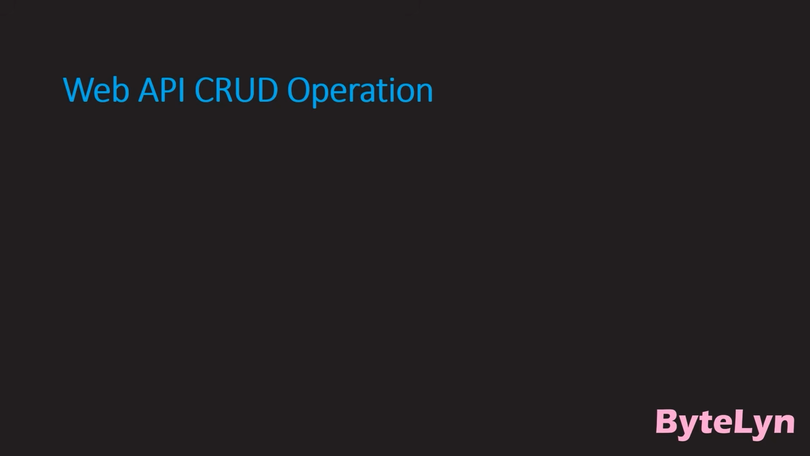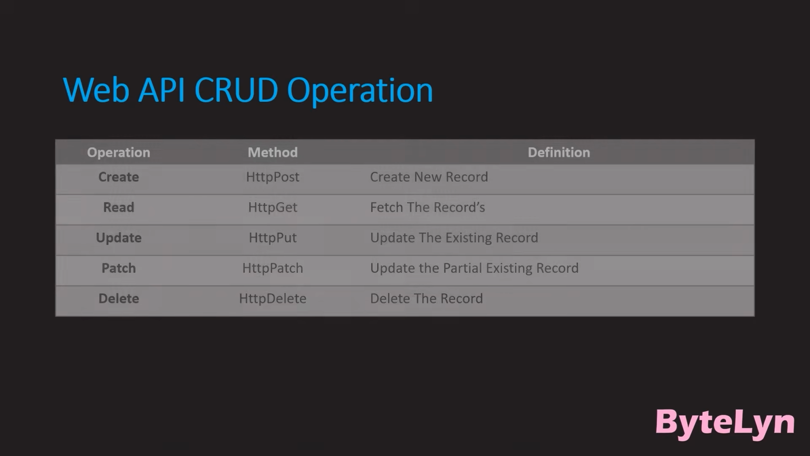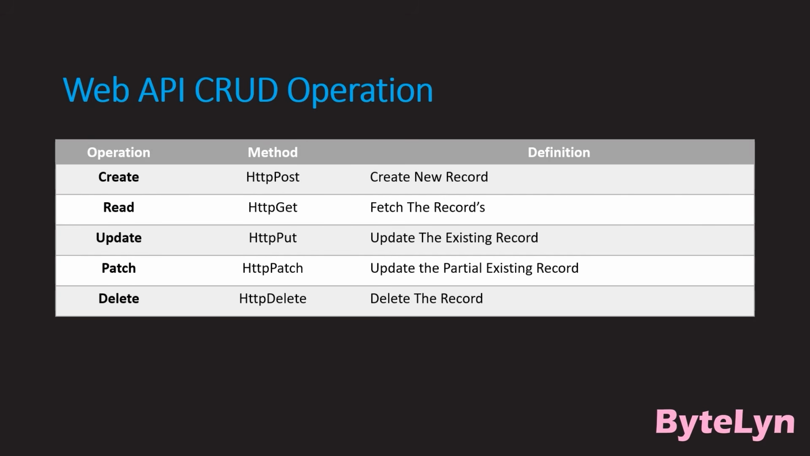Before we start the code, we need to learn what API CRUD operations are. Like I said initially, CRUD means create, read, update, delete. But in an API, a few more things additionally come into the picture. In this table, you will see operations, methods, and definitions. Don't worry about the methods; we will look at them in the coding part. Basically, we know create means we are going to create a new record or new data. Read, we obviously know, means we are going to read something from a database. That's why I mentioned fetching the records.